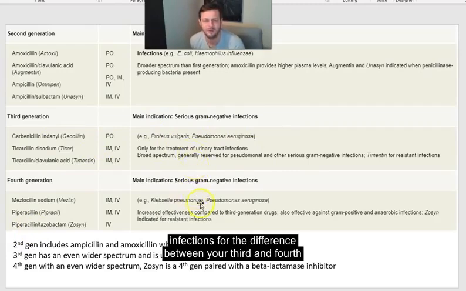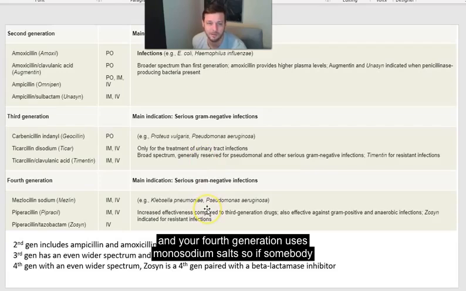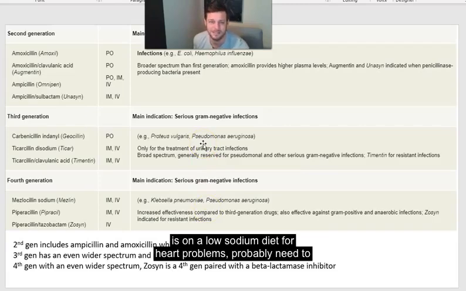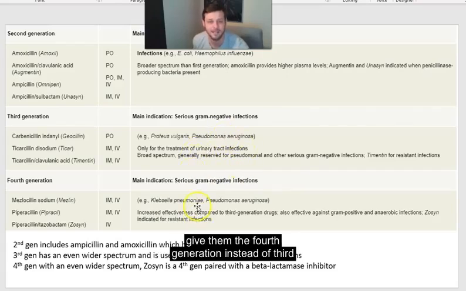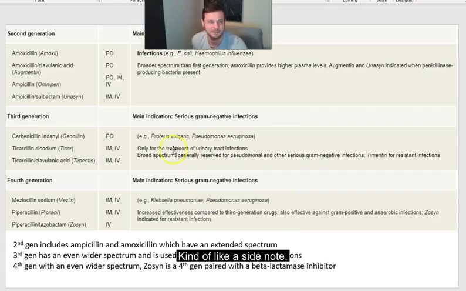For the difference between your third and fourth generation too is that your third generation used disodium salts, and your fourth generation uses monosodium salts. So if somebody is on a low sodium diet for heart problems, probably need to give them the fourth generation instead of the third generation, just to decrease that overall salt intake. Kind of like a side note.